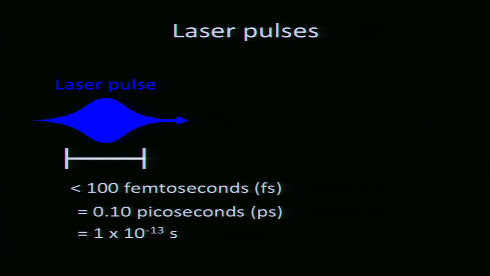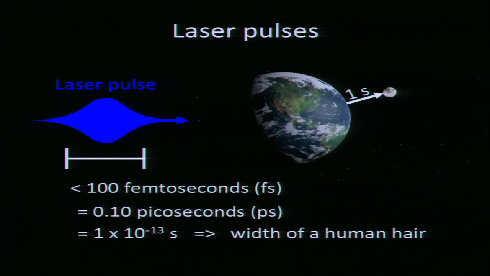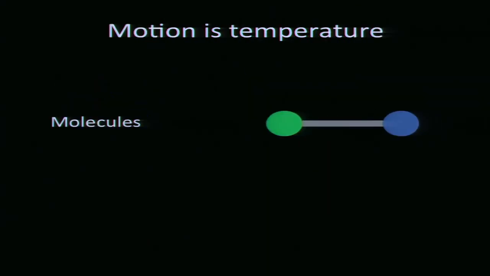To give you an idea of how small that is, if you were to shine a laser from the Earth to the moon, it takes light about 1 second to travel that distance. In 1 times 10 to the minus 13 second, light has enough time to travel the width of a human hair. And so this is a very, very small time frame that we want to look at in these chemical reactions, and we have to because that's the time frame that chemical reactions occur at. So we heat the surface with our laser.